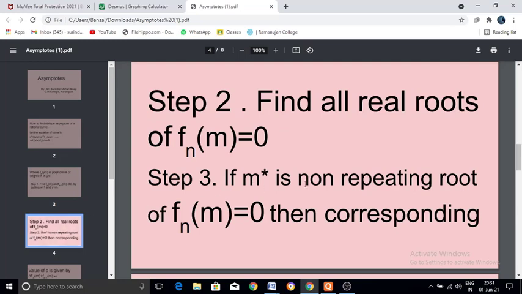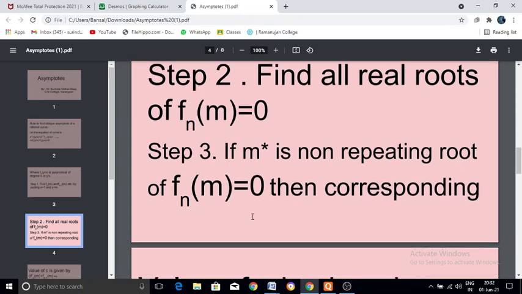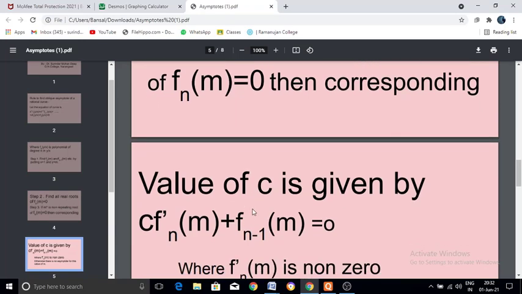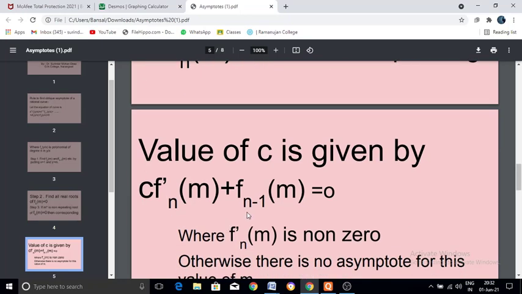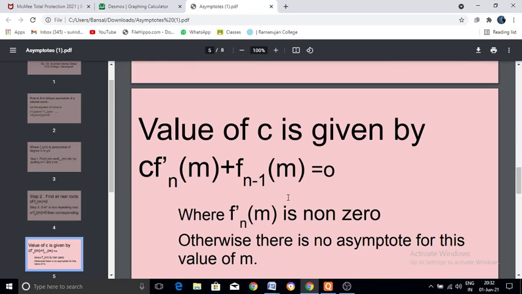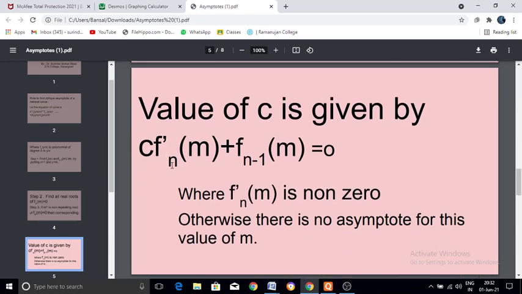If m* is a non-repeating root of f_n(m) equal to 0, then the corresponding value of c is given by c times f_n'(m) plus f_(n-1)(m) equal to 0, provided the first derivative f_n'(m) is not equal to 0. Otherwise, if this is 0, then there is no asymptote for this particular value of m.